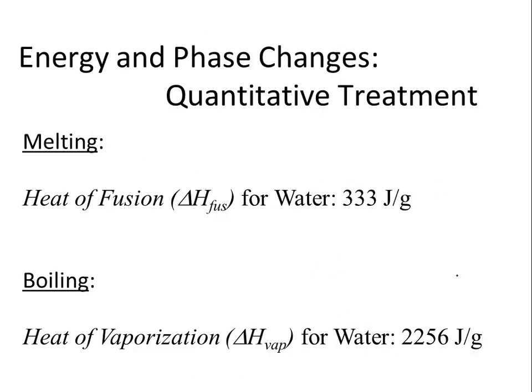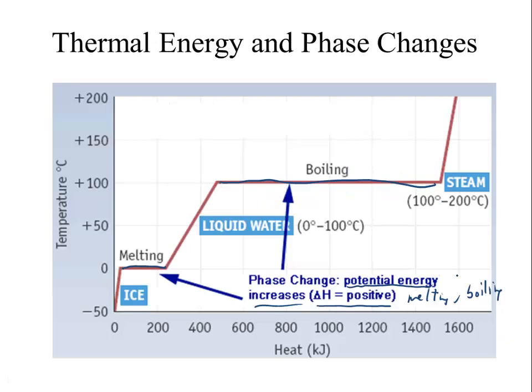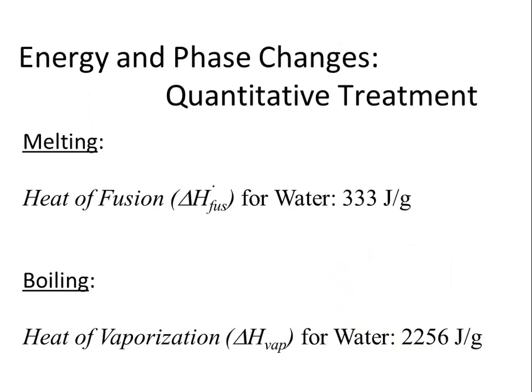All right, so let's look at this quantitatively. Let's talk about the changes of phase for water. What we need is some number that associates how much energy it takes to do the melting or the freezing or the boiling or the condensing. What we need to know is how much energy it takes to do that phase change per amount of the water. And those energies are called the heat of fusion, is what we use for that.